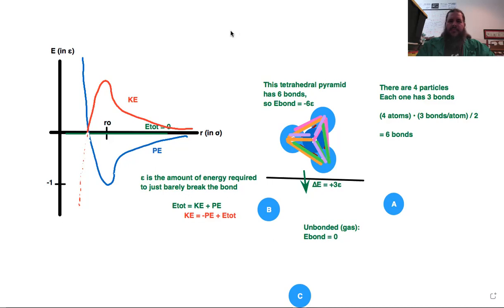Yeah, I have a question. So when we're finding the total number of bonds for an item with a lot of particles, should we just count the number of particles and multiply that by how many bonds each particle has and then divide it by 2?